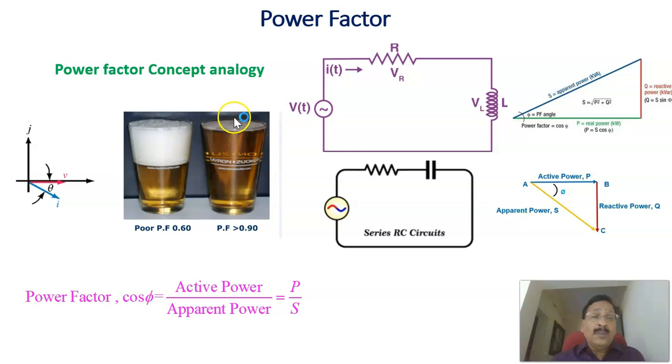But if the foam is less, that is, an almost full glass contains the cocktail, that indicates the power factor is more here. Therefore, kW is more and kVAR is very less. That indicates the power factor is large, or more than 0.9. Just an analogy: the reactive power is very less and the real power is more. In that case, the power factor is more than 0.9. For the power factor, as I already know, it is equal to active power to apparent power, or P by S.